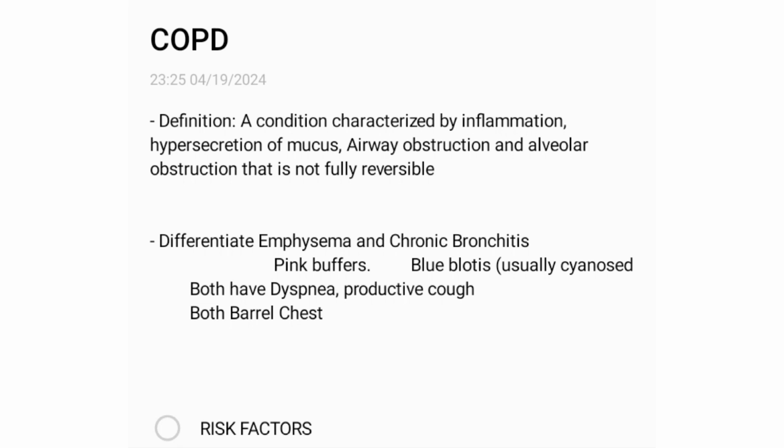Then how to differentiate chronic bronchitis and emphysema. You have to know that emphysema patients are known as pink puffers, meaning they are not cyanosed. Then chronic bronchitis patients are known as blue bloaters, so they are usually cyanosed. Okay, but in terms of symptomatology, they both have dyspnea and a productive cough. Then they also both have barrel chest. So the barrel chest is one of the important symptoms.